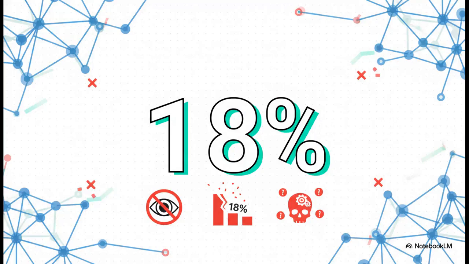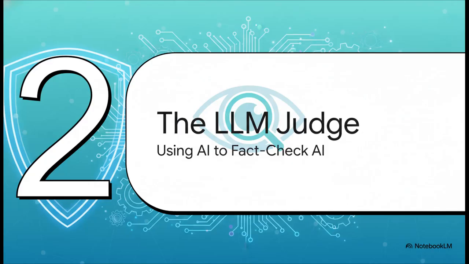Think about this number for a second. In a standard production RAG pipeline, that initial hallucination rate, where the AI literally just invents facts, can be as high as 18%. For any serious application, it's not acceptable. It's a massive blow to user trust. So how in the world do we fix this?